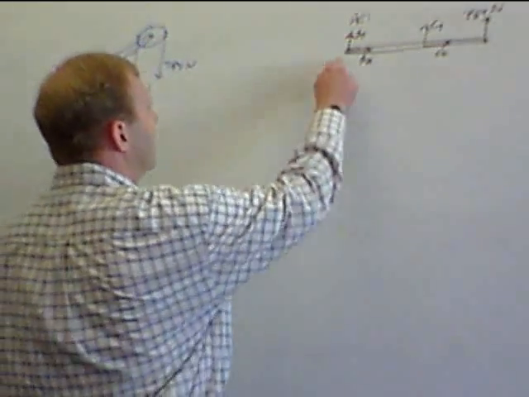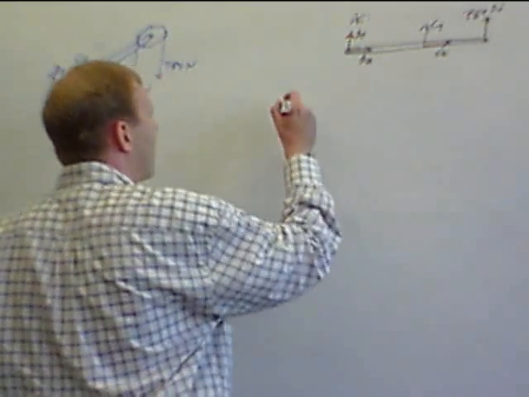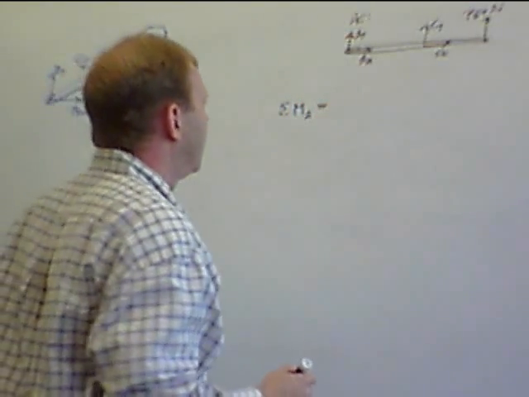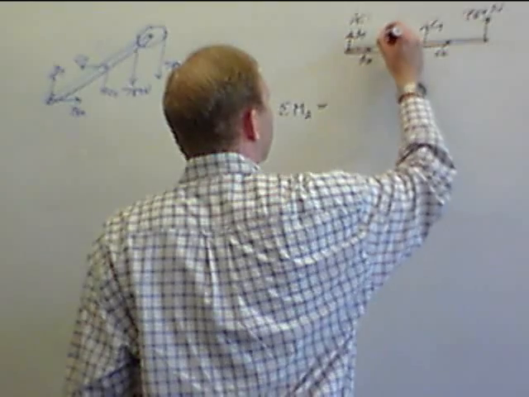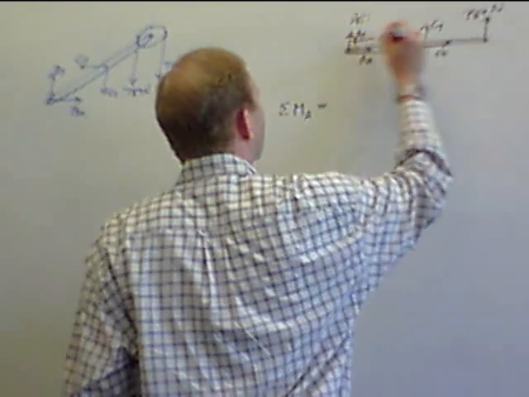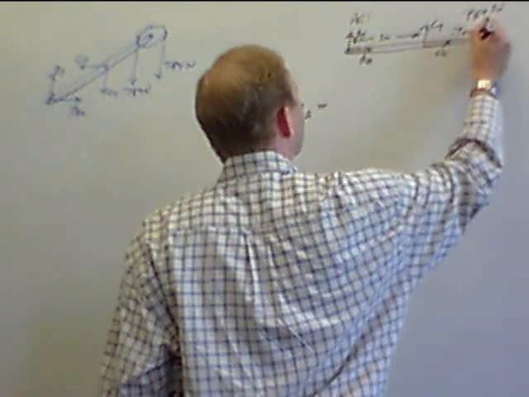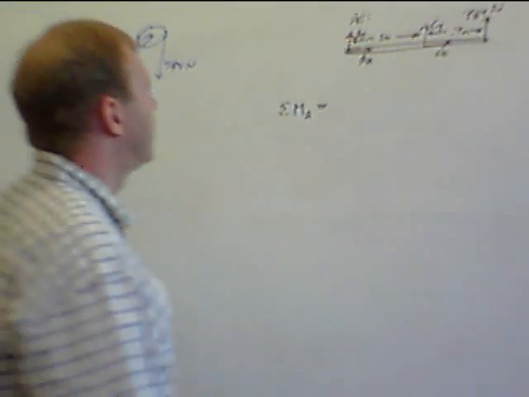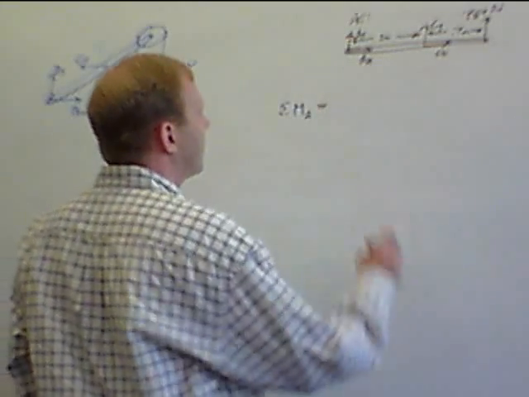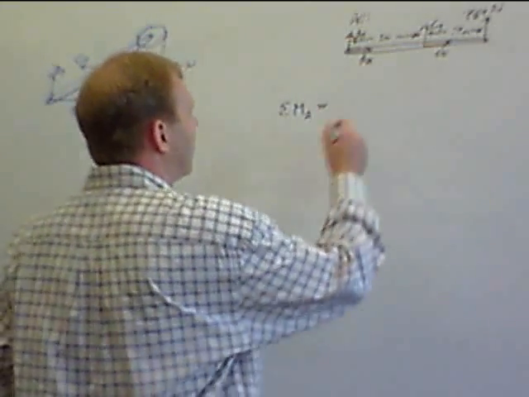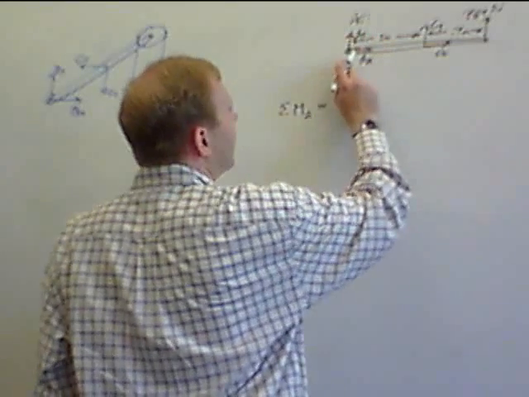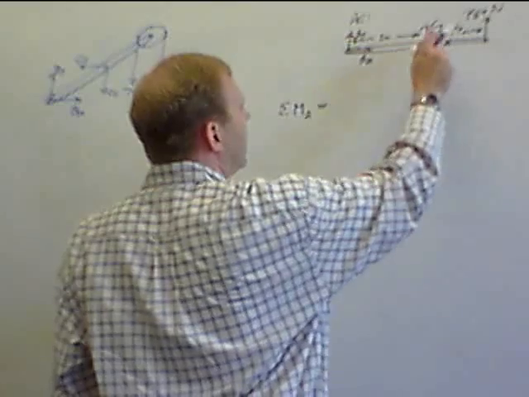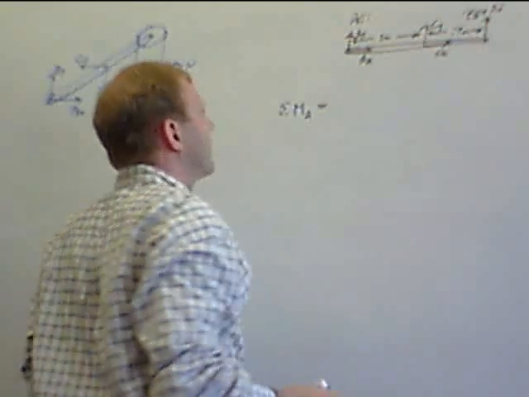If I take summation of moments about point A, I end up with, and remembering the geometry, this is 1 meter. It's 0.7 meters. That's 0.7 meters. So summation of moment about point A, we have AY and AX have no moment on them, they drop out. CX is pulling directly away from A, it has no component. So we just have a moment due to CY and the 784.